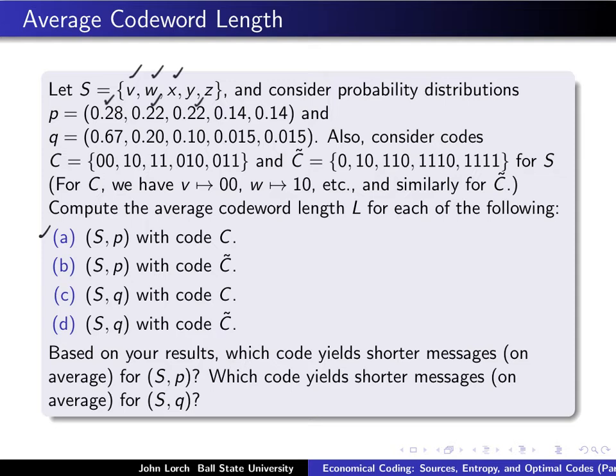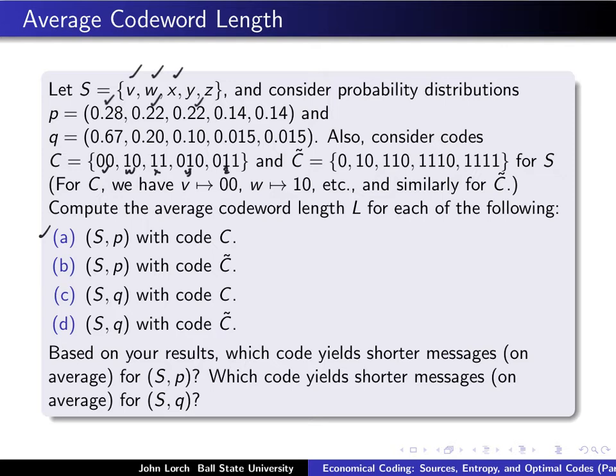Now, we're using code capital C, and we should always assign shorter code words to letters that have higher probabilities. So in this instance, it would make sense to assign V to 00, W to 10, X to 11, and then Y and Z to the longer code words 010 and 011.